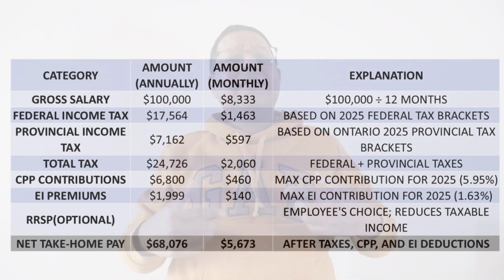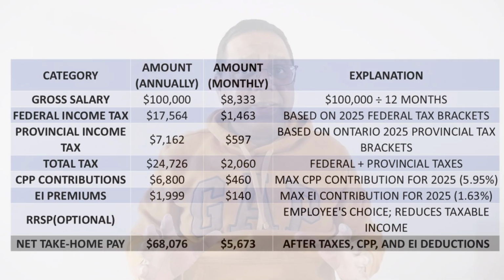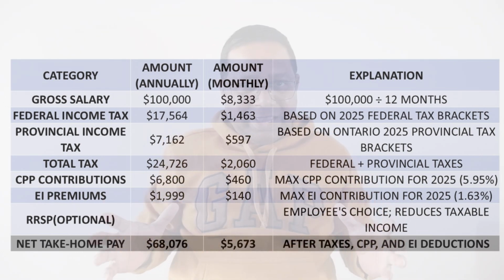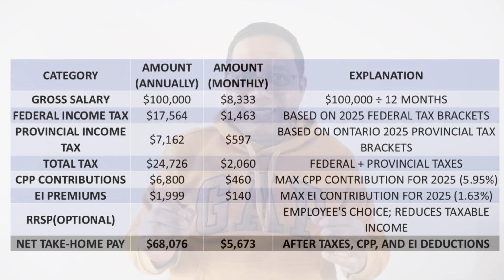So, as you see this breakdown of 100K salary to per month salary after deduction, approximately the take home would be what you see on the screen. That's $5,673.